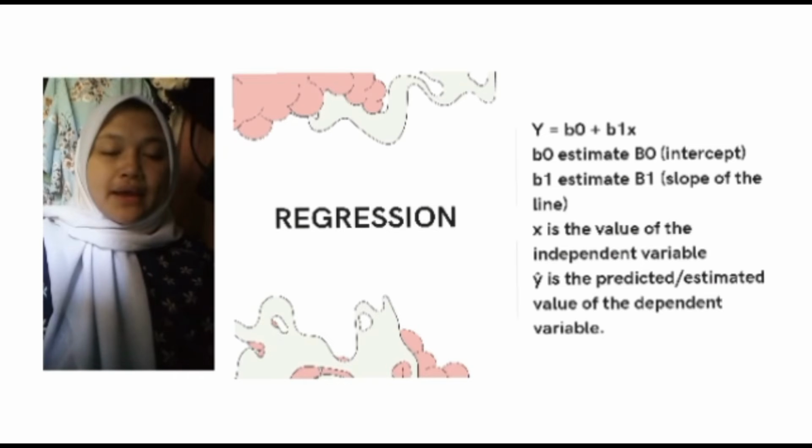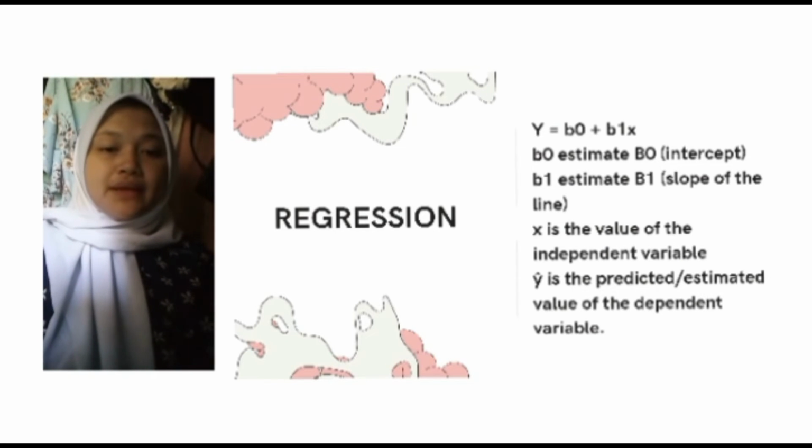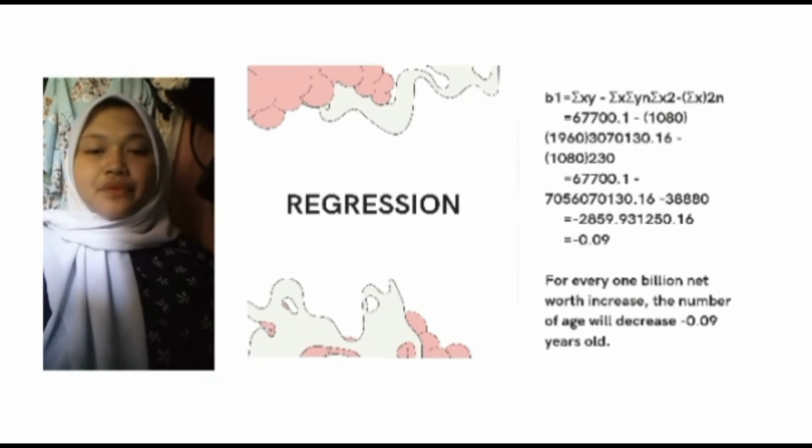I would like to share about regression. We will use y equals b0 plus b1x. b0 estimates the intercept, b1 estimates the slope of the line. X is the value of the independent variable. Y is the predicted estimated value of the dependent variable.